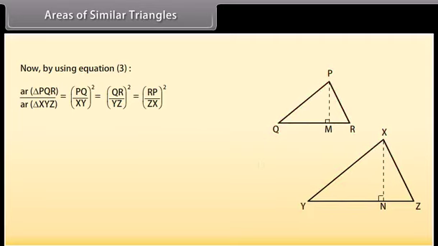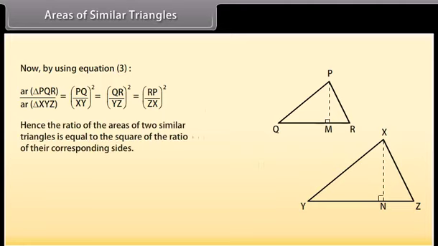Now by using equation 3 we get area of triangle PQR upon area of triangle XYZ equals (PQ upon XY) whole square, which is equal to (QR upon YZ) whole square, which is equal to (RP upon ZX) whole square. Hence, the ratio of the areas of two similar triangles is equal to the square of the ratio of their corresponding sides.